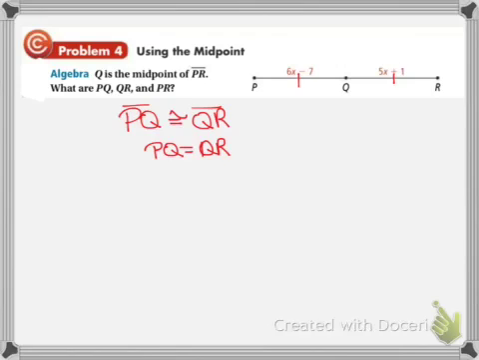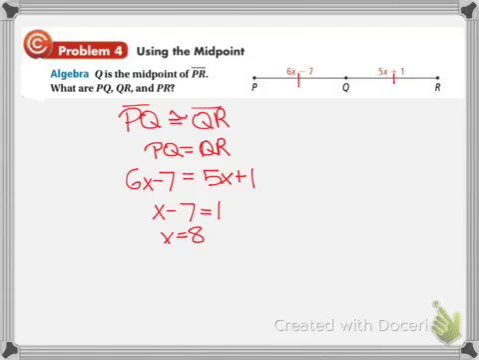So now I can substitute. So I know that PQ is 6x minus 7. I know that QR is 5x plus 1. Okay? So I just substituted that in there. So now I just need to solve this. So subtract 5x, I get x minus 7 equals 1. So x here is just 8. Again, we're not done. We've only gotten to the beginning.